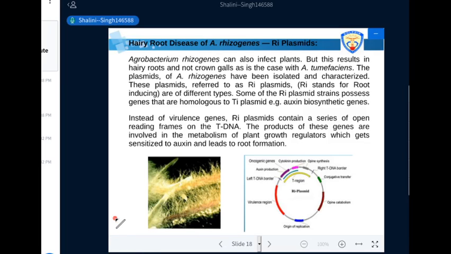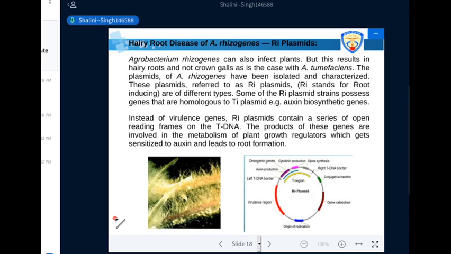Agrobacterium rhizogenes can infect plants. It results in hairy root and does not cause crown galls as in the case of Agrobacterium tumefaciens. The plasmids of Agrobacterium rhizogenes have been isolated and characterized. These plasmids are referred to as RI plasmids. RI stands for root-inducing plasmids. These are of different types.